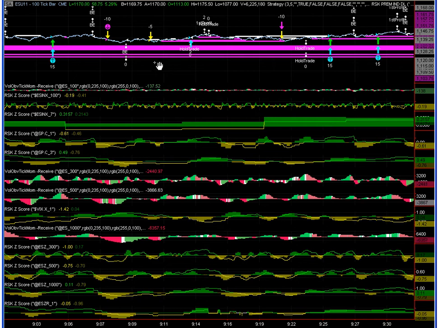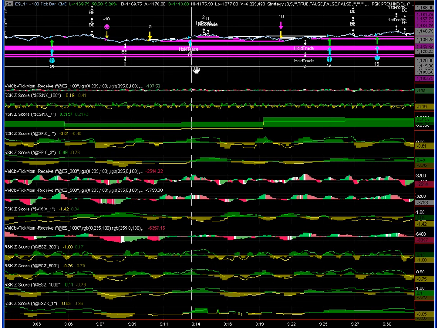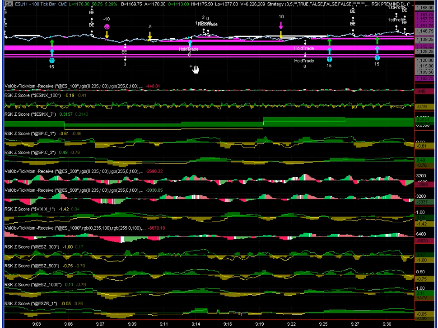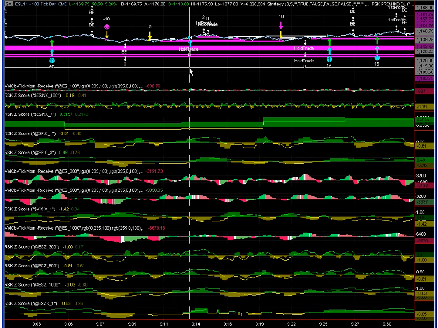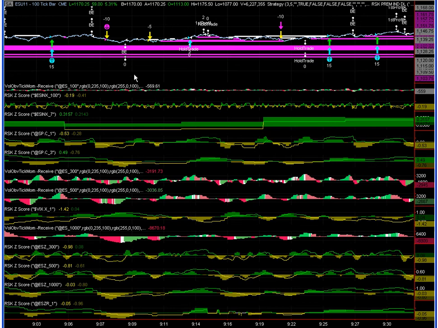This short trade here exited by way of a hold trade. And the hold trade basically means that we have market conditions on a 300 tick volume and a 300 tick z-score, where if that is in agreement before we get into a hold pattern, the trade will exit. So we took a little bit of a loss on that trade.